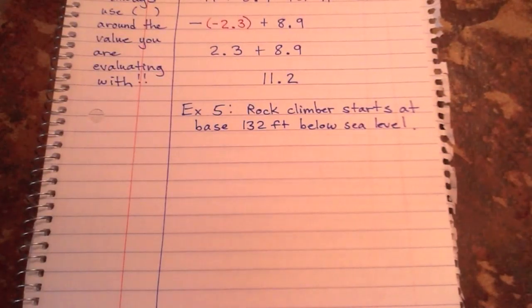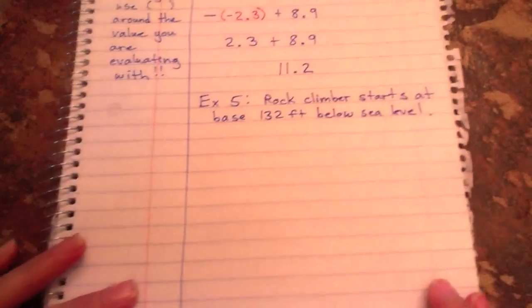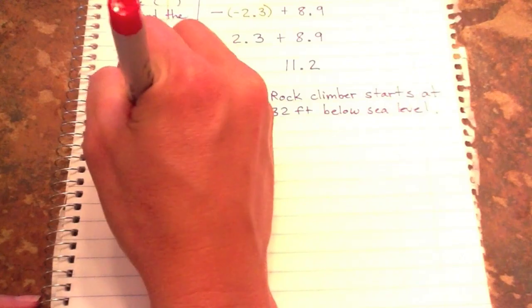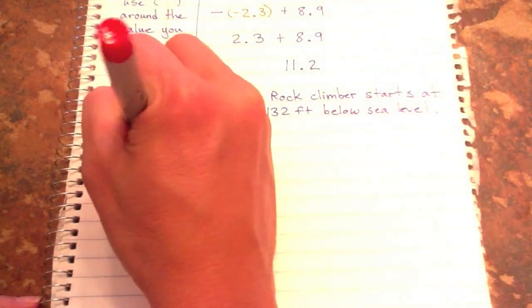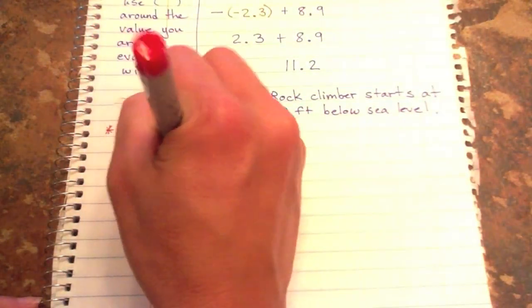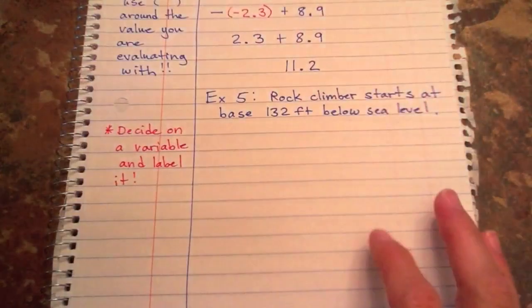I'm going to read you exactly what they said in the book because I usually will take these and simplify them when we write them down. It says a rock climber climbs a mountain that has a base 132 feet below sea level. Write an expression to represent the climber's height below or above sea level. So first of all, you have to come up with a variable. So stop and think about a variable and always label your variables. So find a variable or decide on a variable, and label it. That way I know, you know, everyone knows what you did.